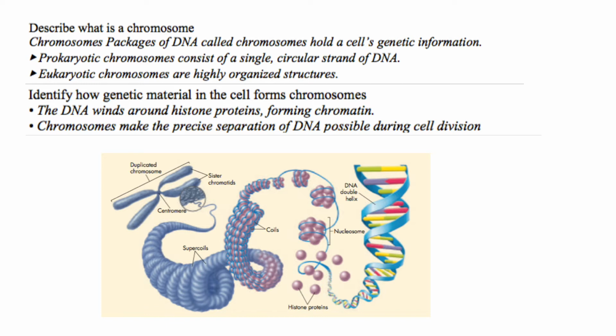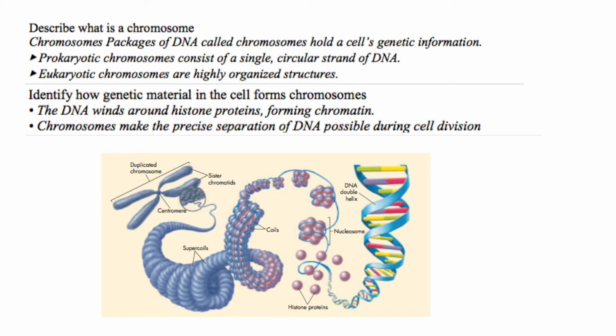Right. Now we will talk about the DNA. So the DNA is made into packages. The packages of DNA are called chromosomes, and it is these chromosomes that hold the cell's genetic information. So there are two types of chromosome now. The prokaryotic cells, the small tiny cells like bacteria, contain one single strand of DNA. But the eukaryotic cells have chromosomes which are extremely organized structures.